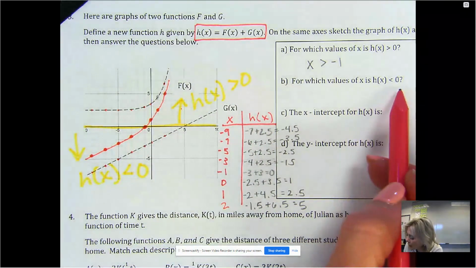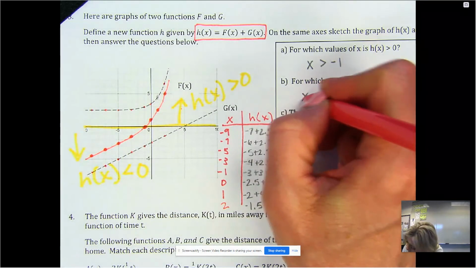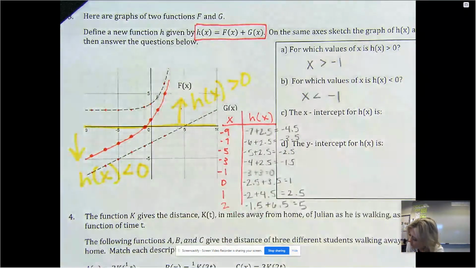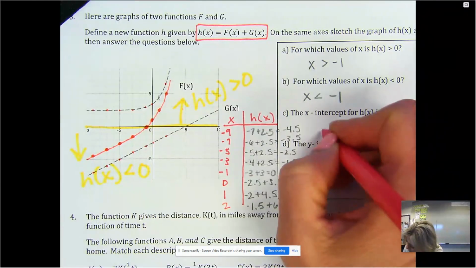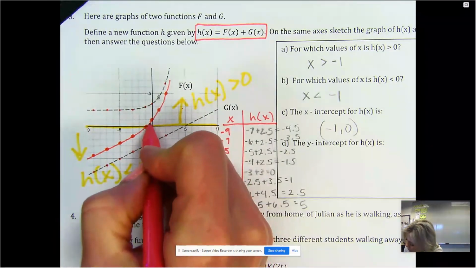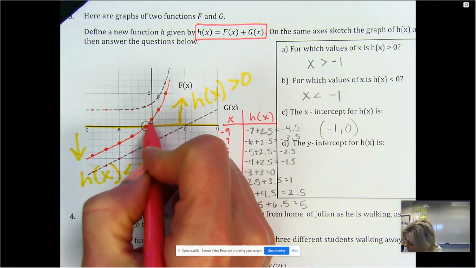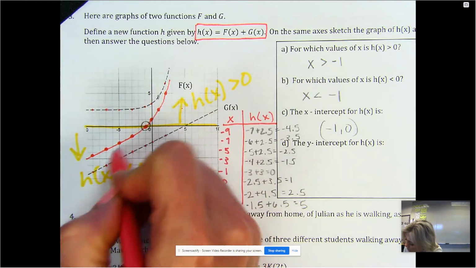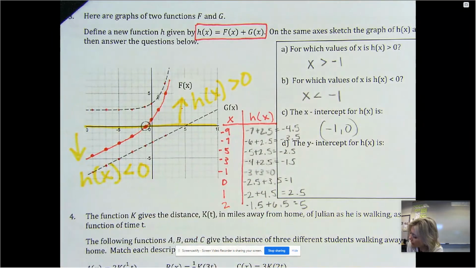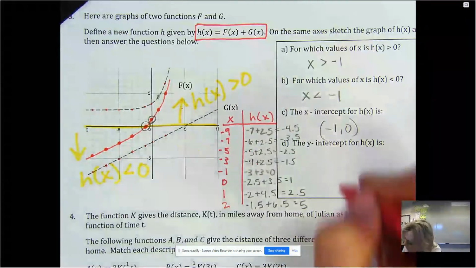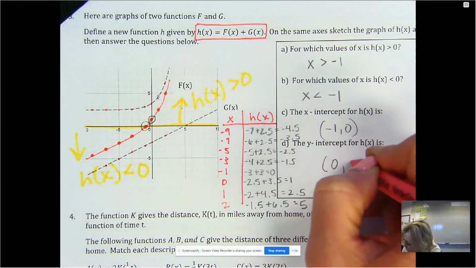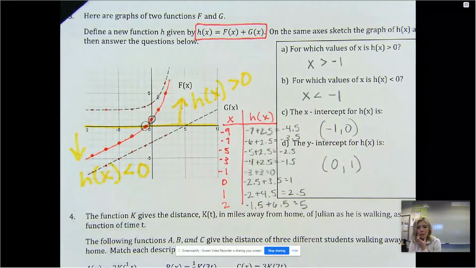So then where is it less than 0? On the other side of negative 1. The x-intercept is negative 1, 0. So here's the x-intercept. Any points this way are positive, any points this way are negative. And the y-intercept is this one right here. That's when x is 0, y is 1. All right.